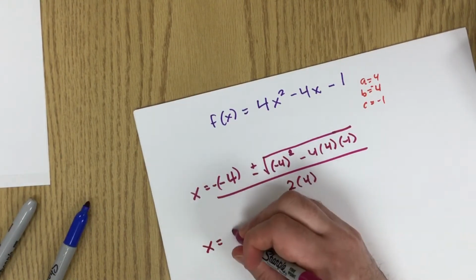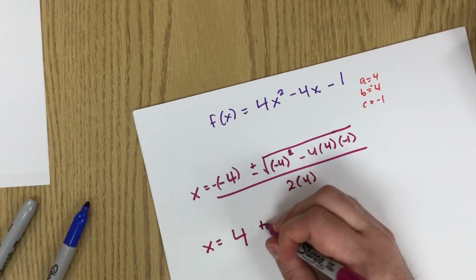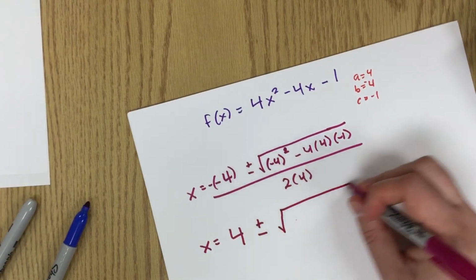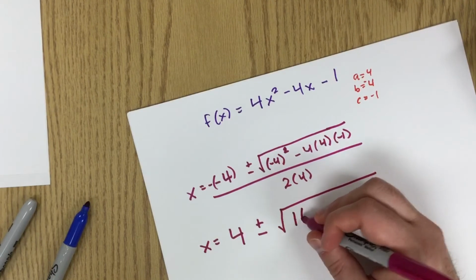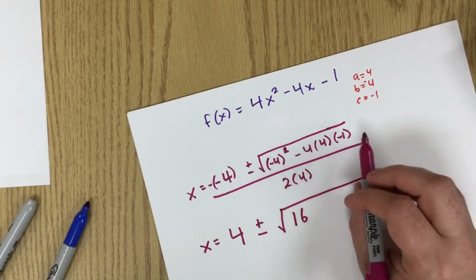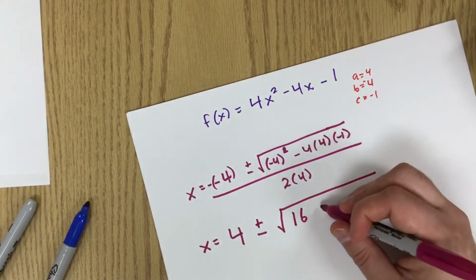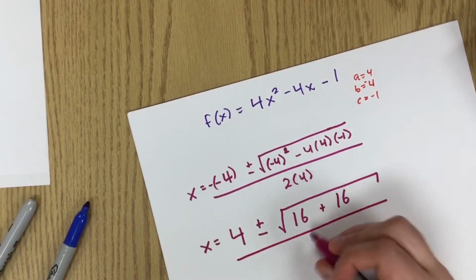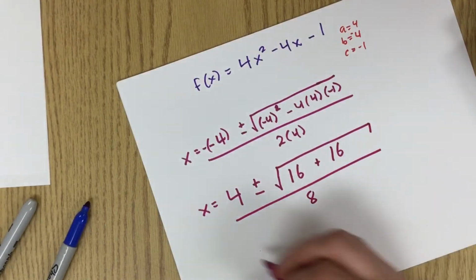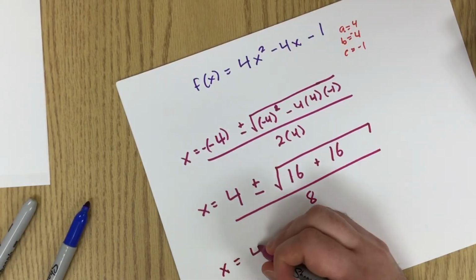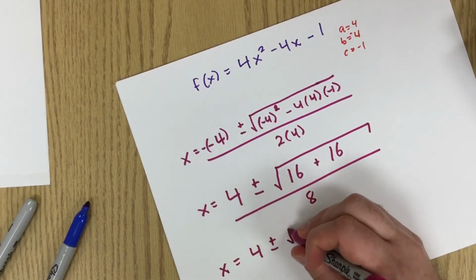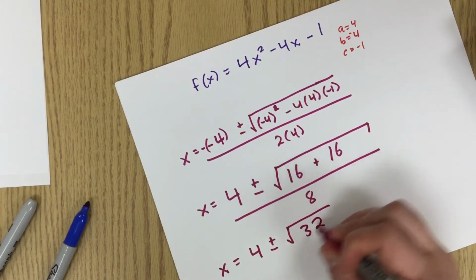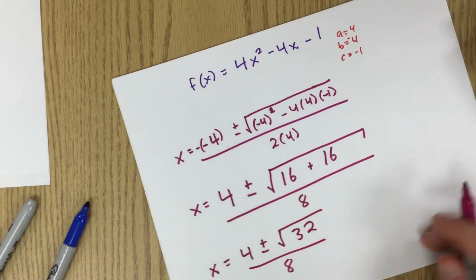That was a bit messy. I'll try to make it bigger and neater. 4 plus or minus the square root of -4 squared, which is 16, minus 4 times -1, which is actually plus 16. It might be tempting to make it -16, but it's not. Over 8. So x equals 4 plus or minus the square root of 32 over 8.